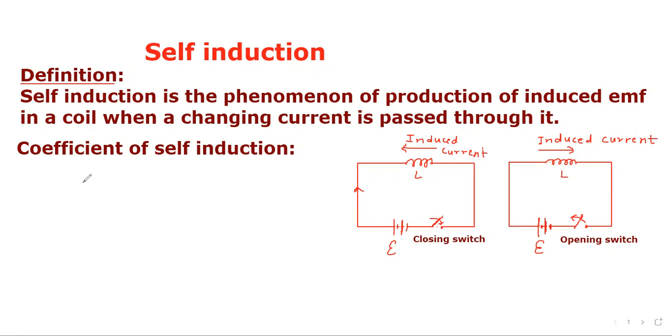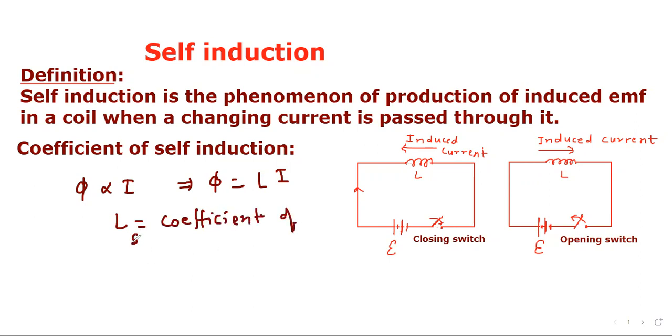So change in magnetic flux is directly proportional to current. So we put a constant. So phi equal to Li, where L is coefficient of self-inductance. Its unit is Henry, capital H.